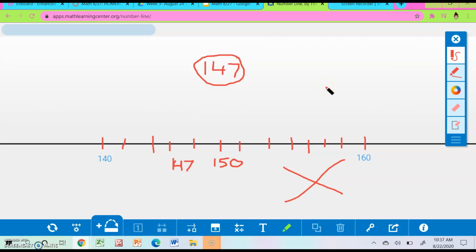Because I wasn't given the numbers, and I don't have enough of these little lines, which are called tick marks, I don't have enough of them to count all the way. So this is a best guess on where this number would go. This is the skill you are practicing today.